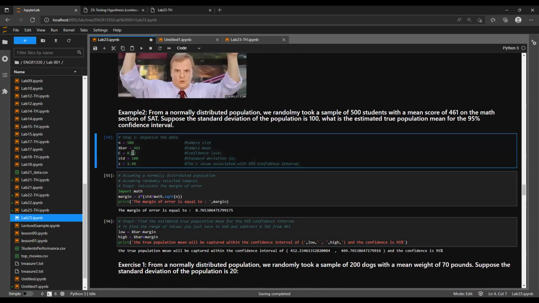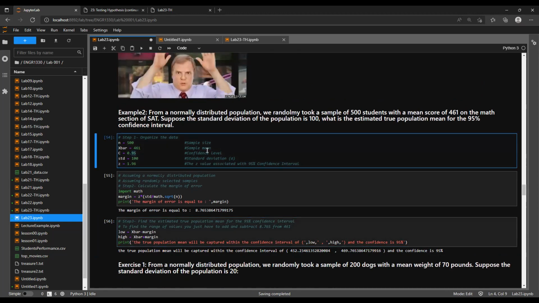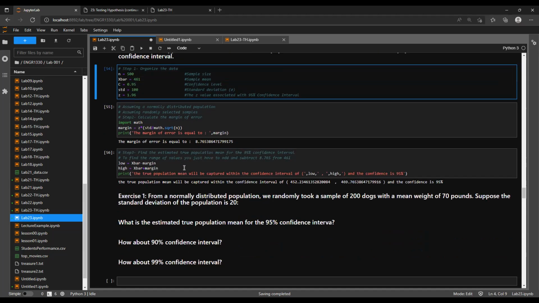Now I can change this. Well, I wouldn't know the exact Z value, but I could change this to be whatever confidence I like. I can make it 68% if I want, but 95 is the standard.